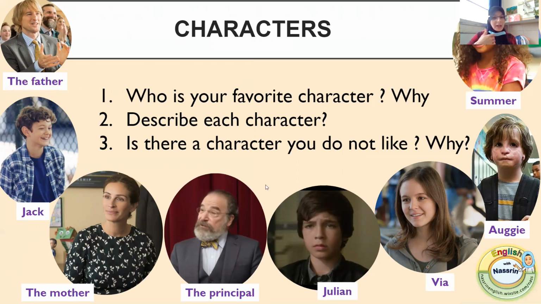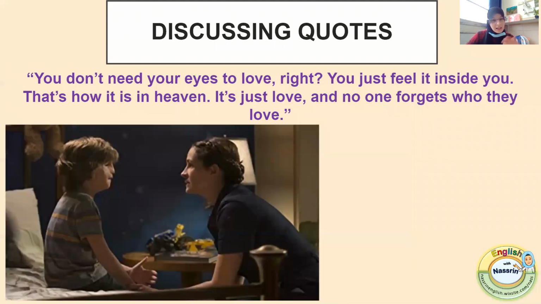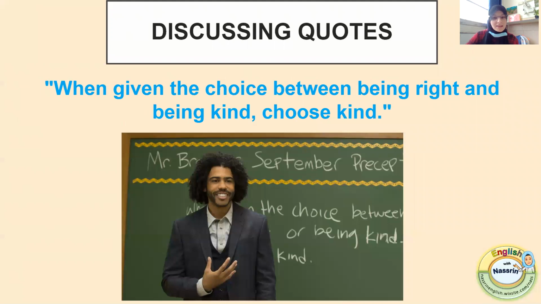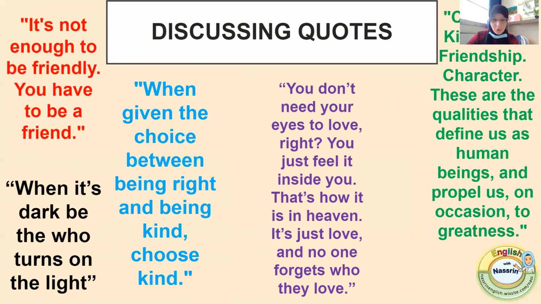And then you have the characters, and you get to describe all the characters in the movie. And you could talk about characters you liked, you didn't like, describe them, and so on. And finally, I thought about ending the lesson with quotes from the movie. And we read through some of them. As you can see here, it's not enough to be friendly. You have to be a friend. You could talk about the quote, what it means, if they agree or disagree with the quotes. And again, over here, another quote and another quote. And here are several more.